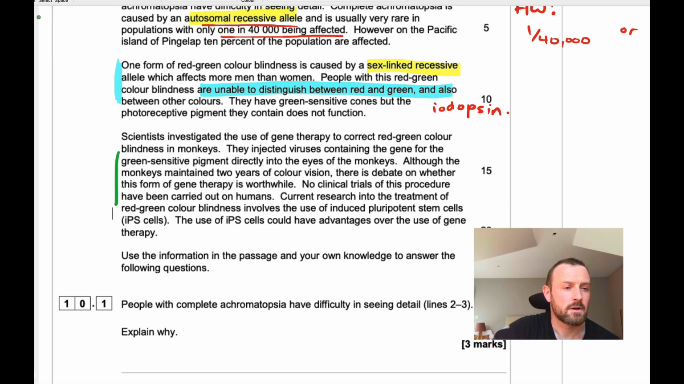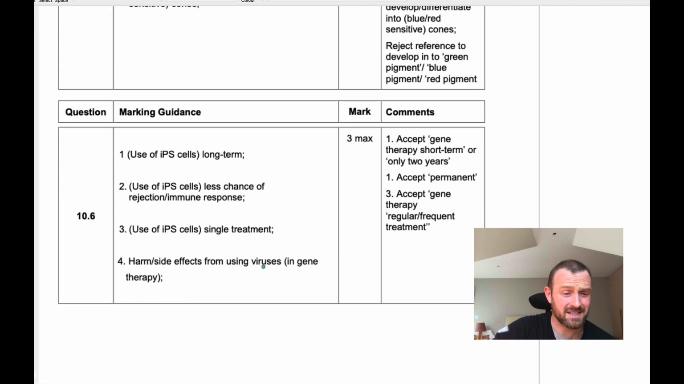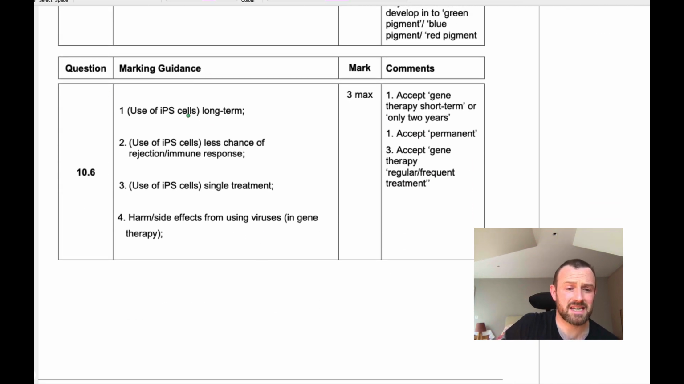Okay, let's see what the mark scheme says. So iPSCs: long-term, single treatment, harm, side effects from use of viruses. Okay, I'd probably got the long-term thing. Because they're iPS cells, there's less chance of rejection because they come from the person themselves. Less chance of immune response. I guess like repeated doses.